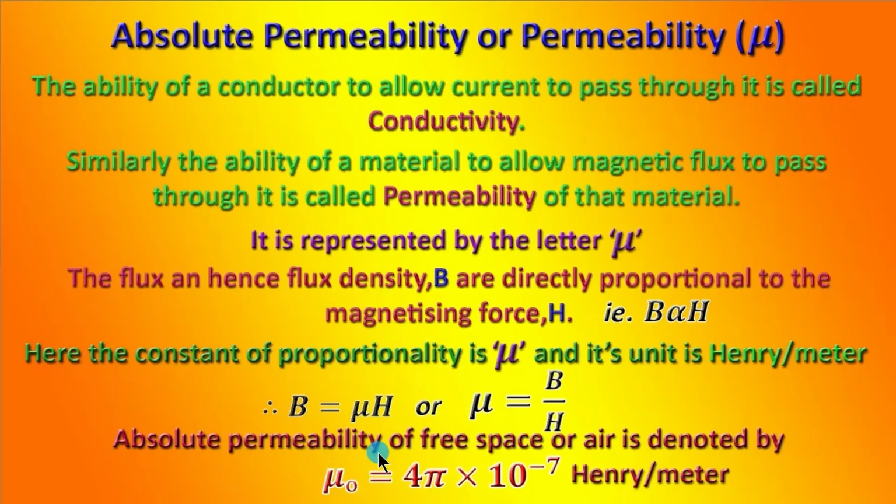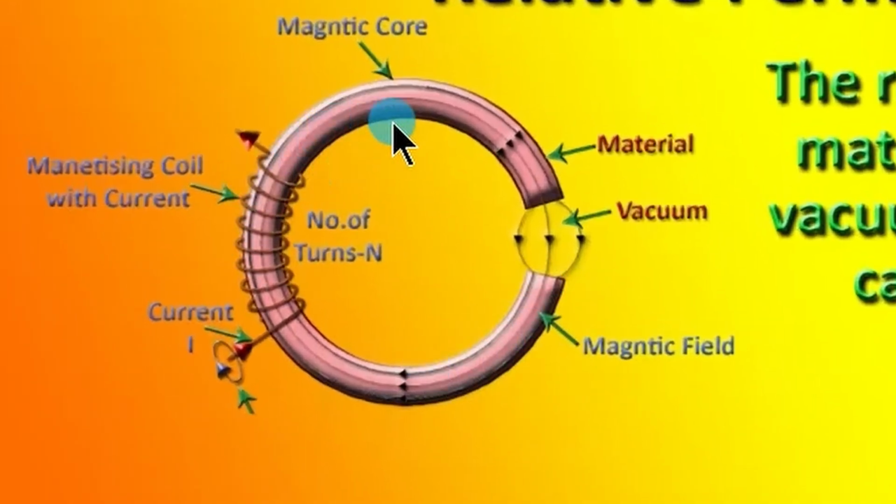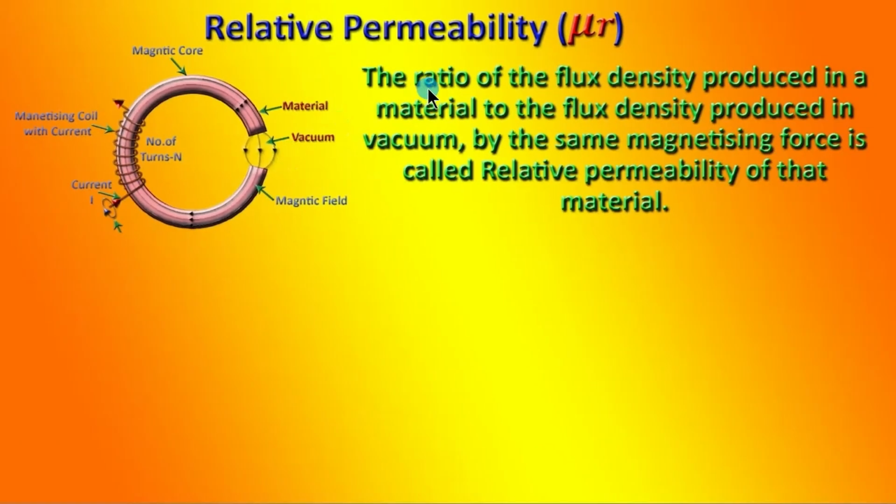Absolute permeability of free space or air is denoted by mu 0, which is equal to 4 pi into 10 raised to minus 7 Henry per meter. Relative permeability: see, this is a magnetic circuit with one portion a ferromagnetic material and the other portion vacuum. The ratio of flux density produced in a material to the flux density produced in vacuum by the same magnetizing force is called relative permeability. It is denoted by mu r.